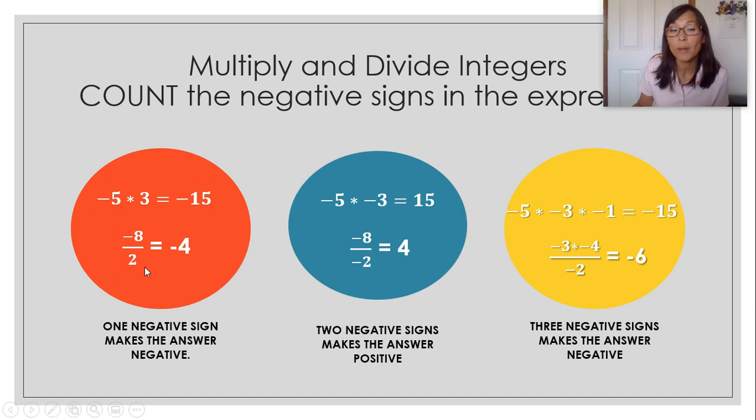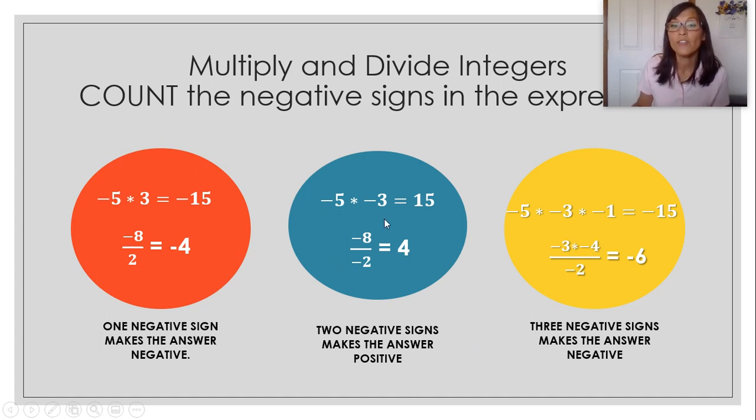In this division problem, there is a negative 8 divided by 2. All you have to do is divide 8 by 2 as normal, which is 4, and then there's only one negative sign, and so your answer is going to be negative 4. One negative sign makes the answer negative. If we have two negative signs, then it's going to make the answer positive.